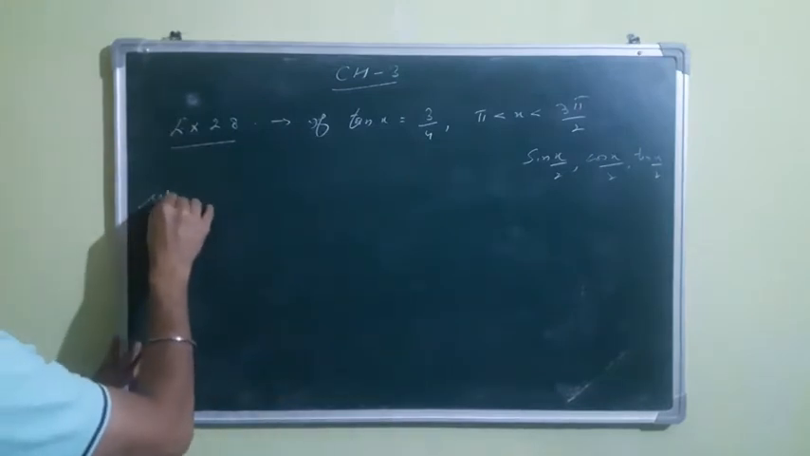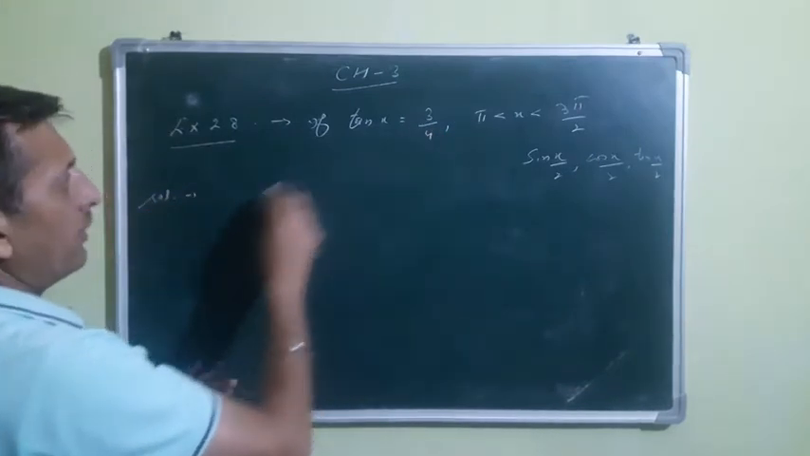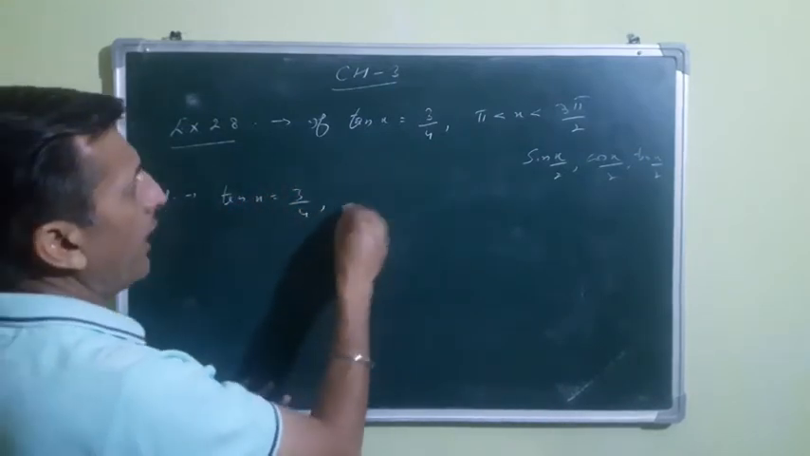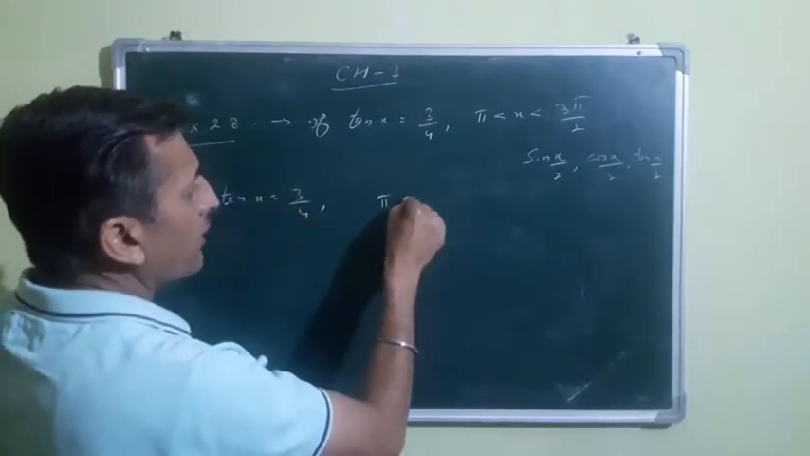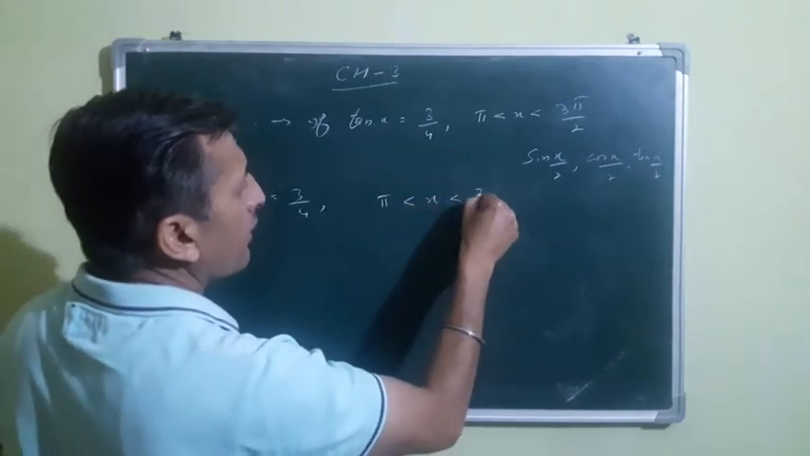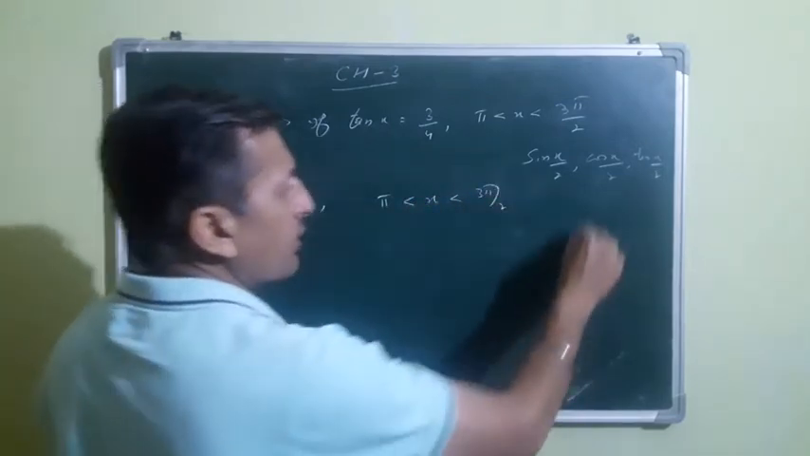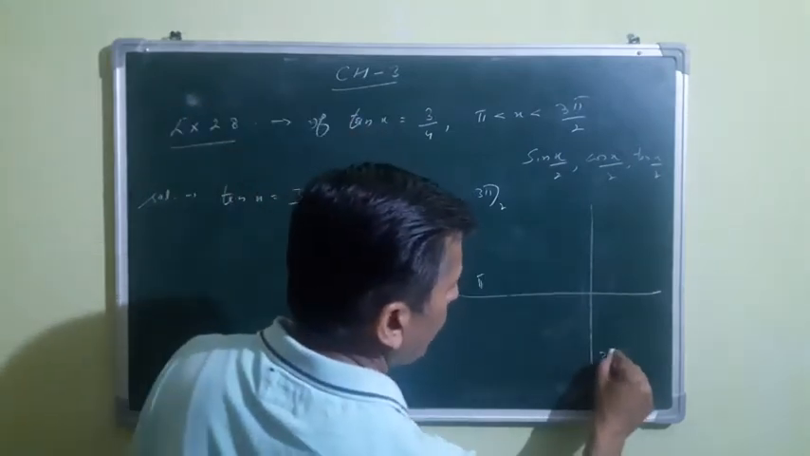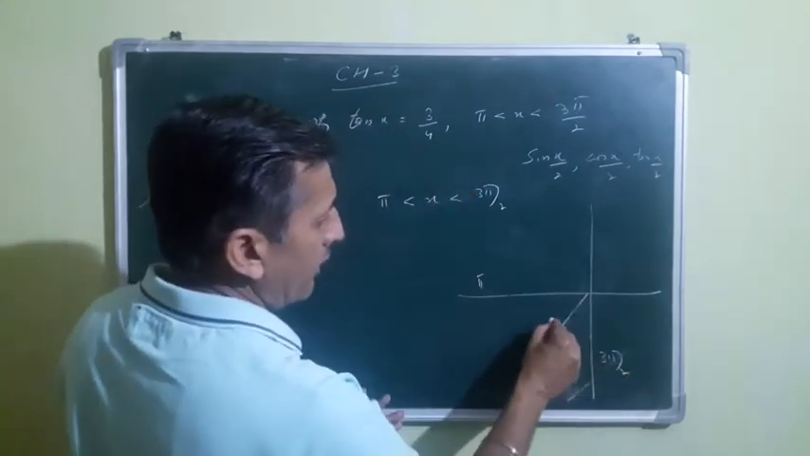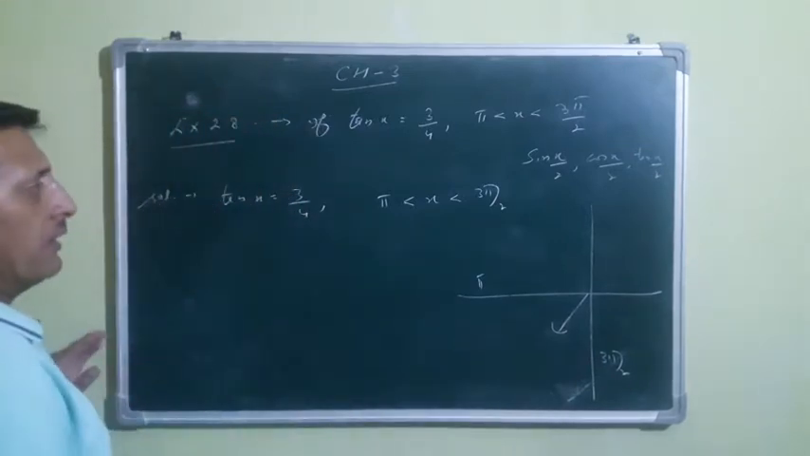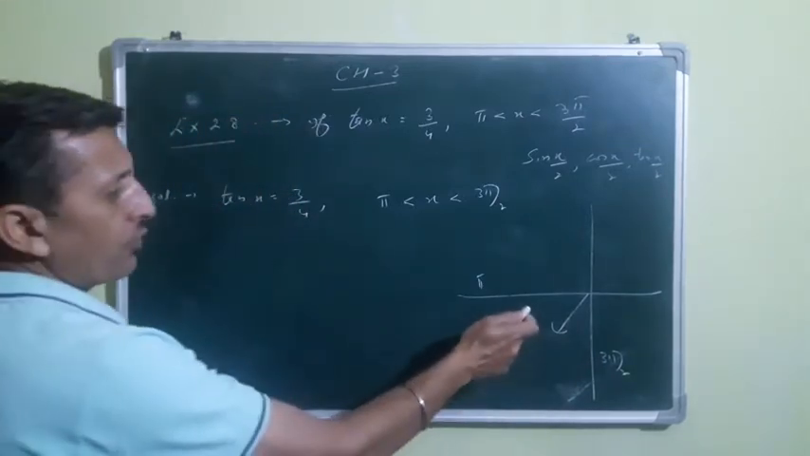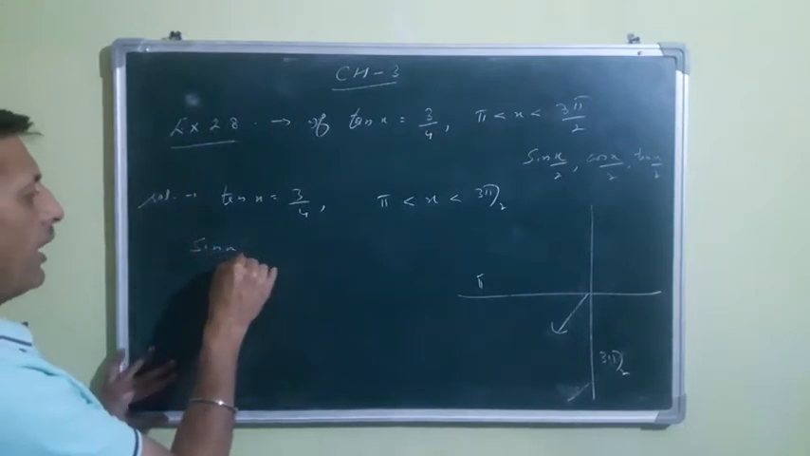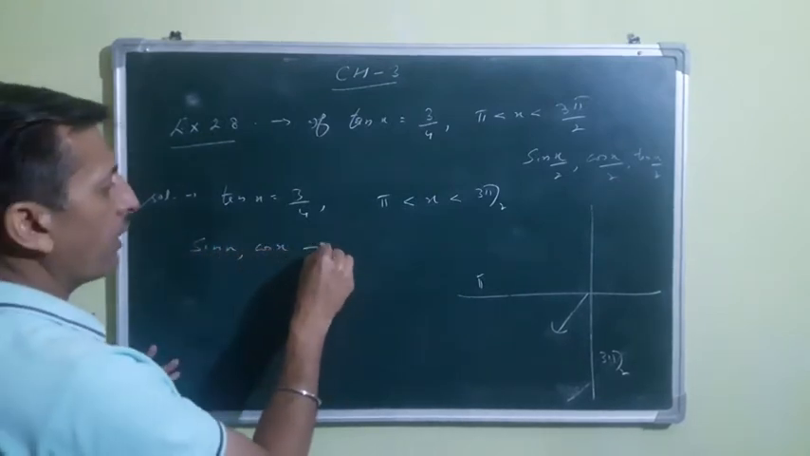Okay, so see, he said that tan x is equal to 3 by 4 and pi, meaning 180 degrees, is less than x, which is less than 3 pi by 2. That means this is your third quadrant. This is pi and this is your 3 pi by 2, and he said that if x lies here, that means in this case your sine and cos both are negative.